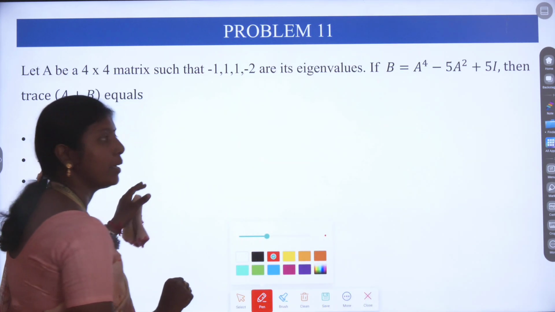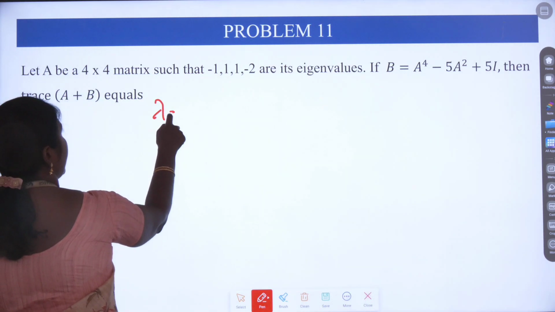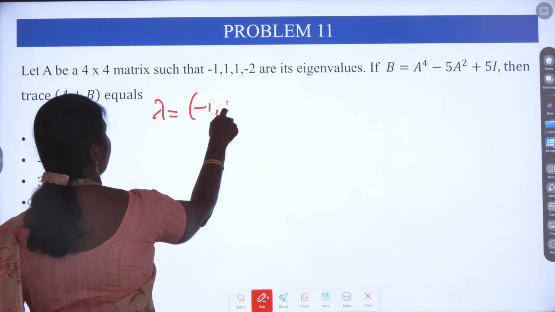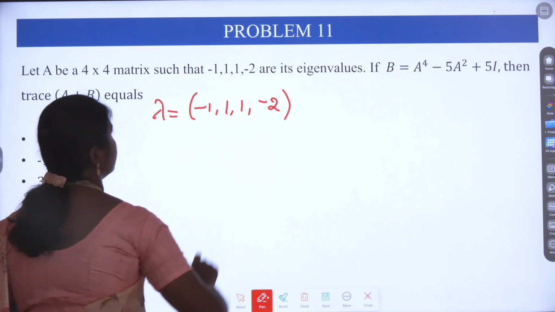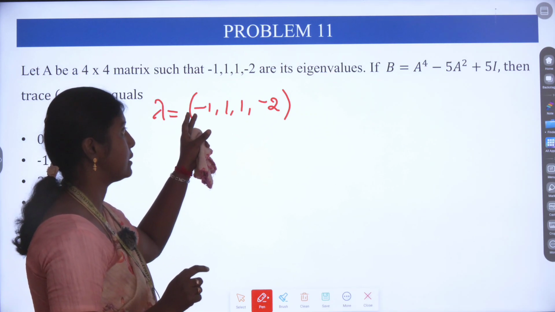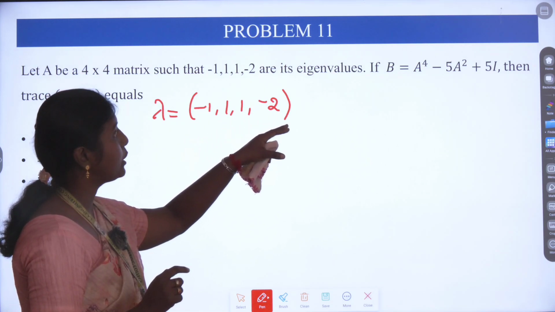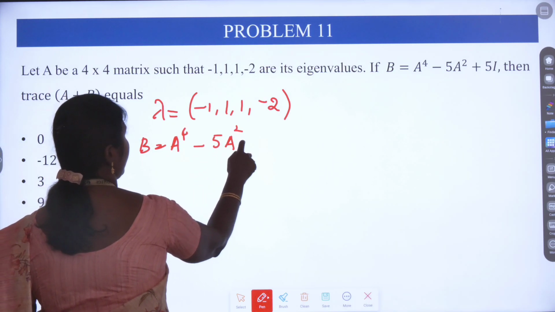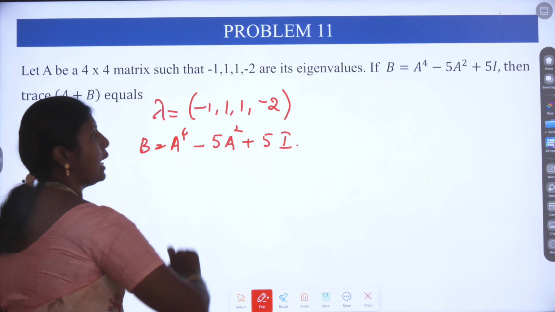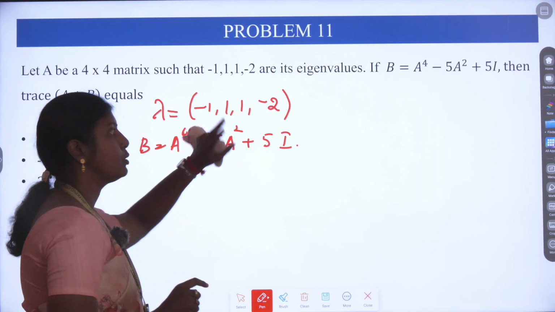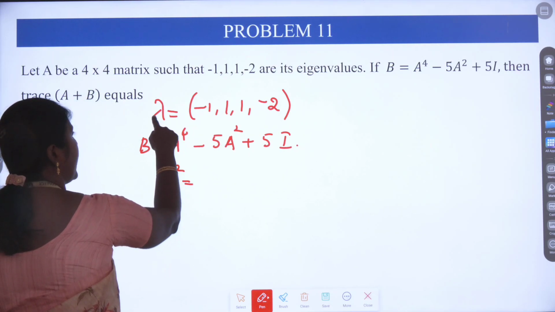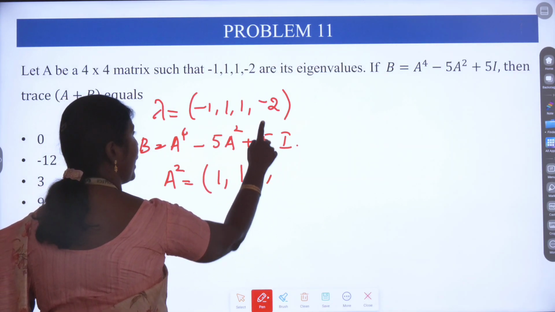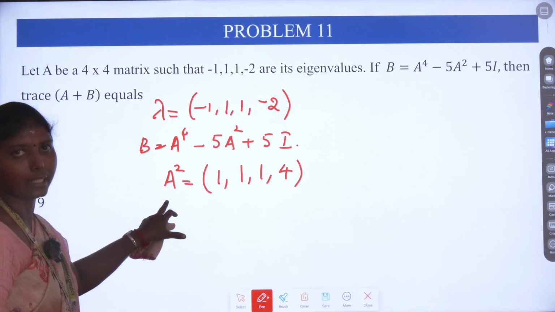So now the eigenvalues of the 4 by 4 matrix are given: lambda equal to minus 1, 1, 1 and minus 2. These are the eigenvalues of the 4 by 4 matrix. Now we have the matrix B equal to A power 4 minus 5A square plus 5 into I. So what is A square? We need to square the corresponding eigenvalues. Minus 1 square is 1, 1 square is 1, 1 square is 1, minus 2 square is 4. These are the A square eigenvalues.